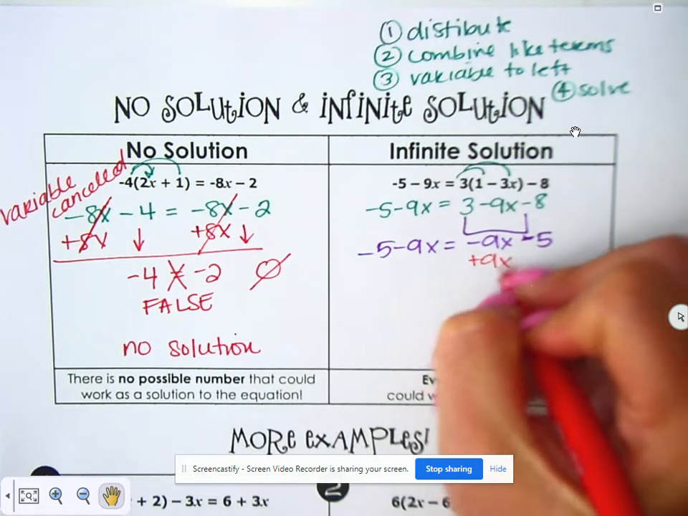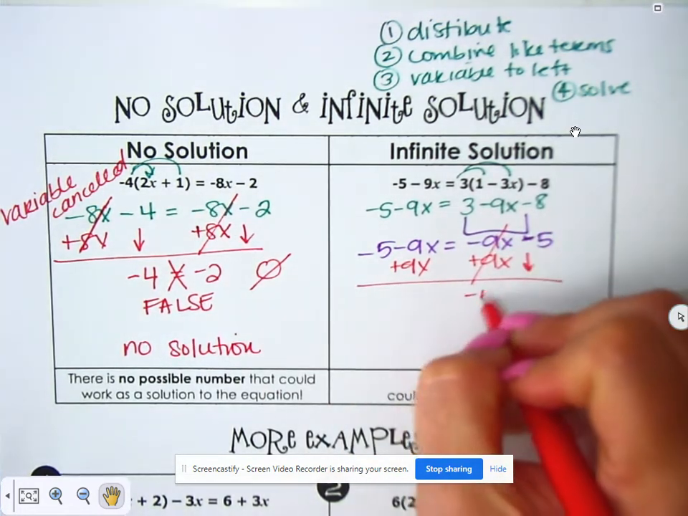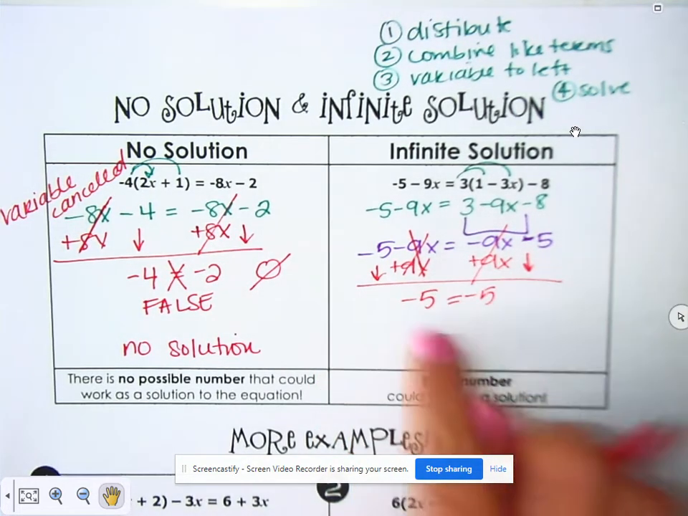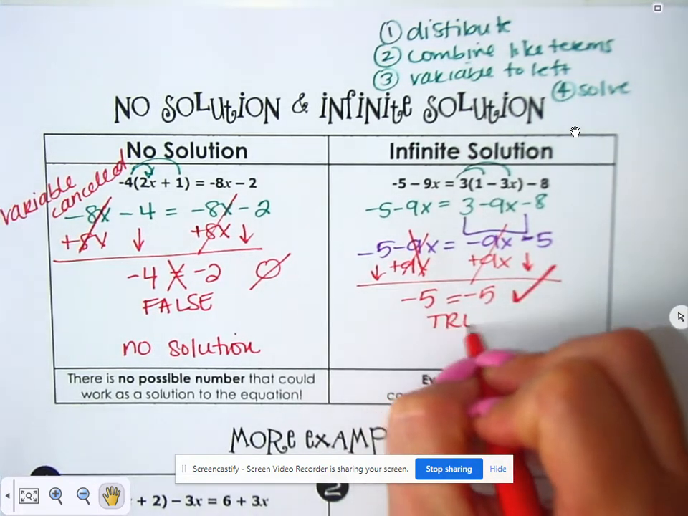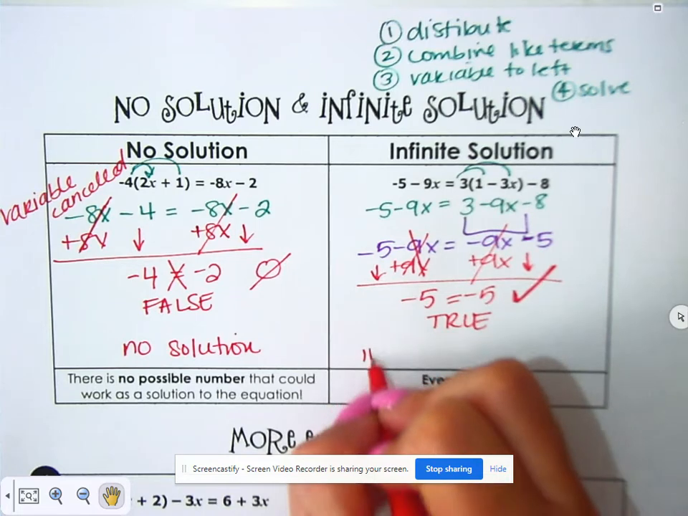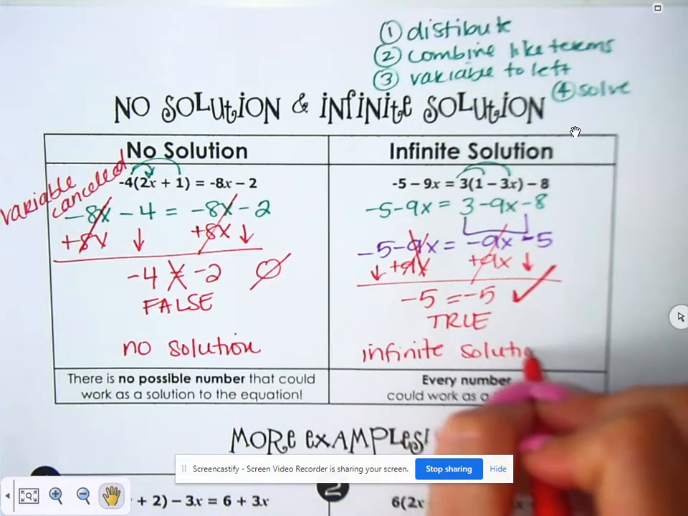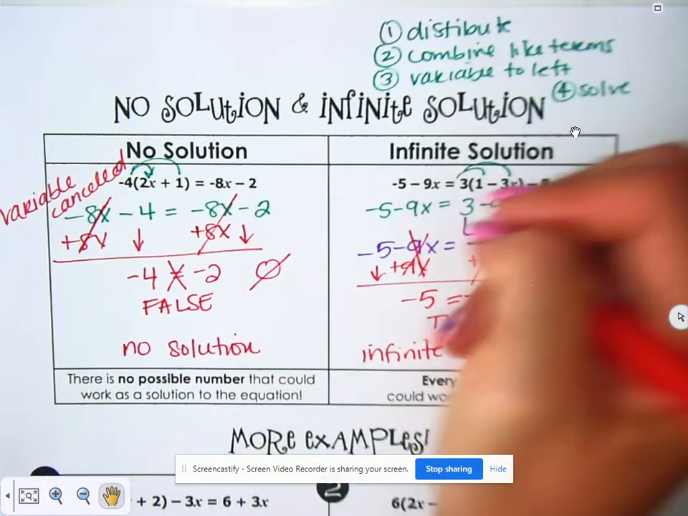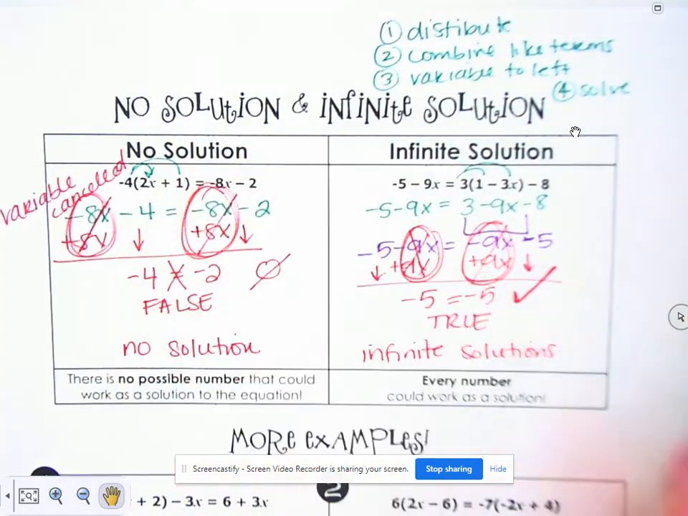And then from there, we're going to do our same steps. So I'm going to add 9x to both sides. And when I do that, it cancels over here. And it cancels over here. And this time I'm left with negative 5 equals negative 5, which is a true statement. So our answer here is infinite solutions.